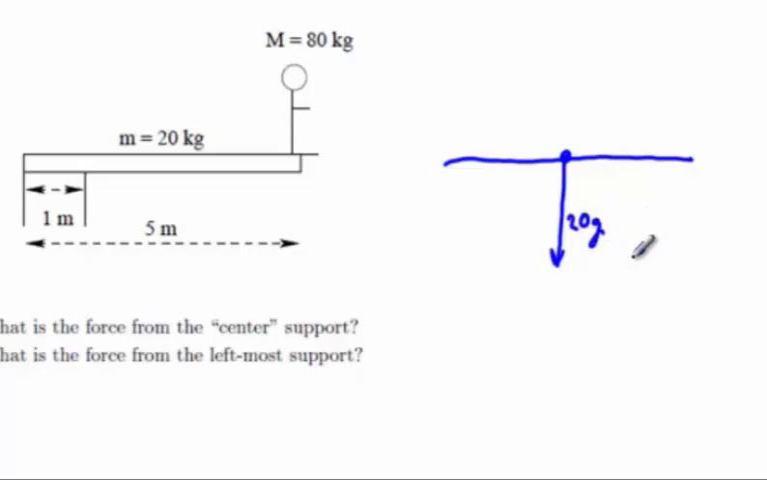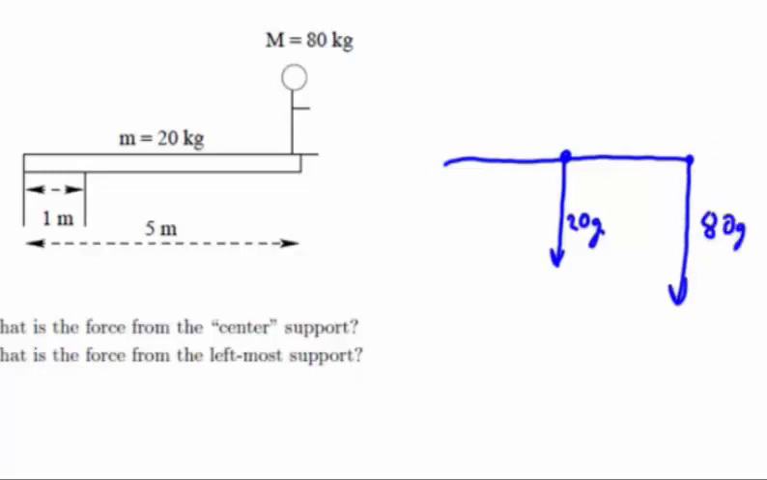Next, we see that there is a person standing on the diving board. The person would experience a normal force underneath their feet, and that would be the force of the diving board upon the person. The force of the person on the diving board is equal and opposite to that, so it is 80 times g downward and located at the very end of the diving board itself.